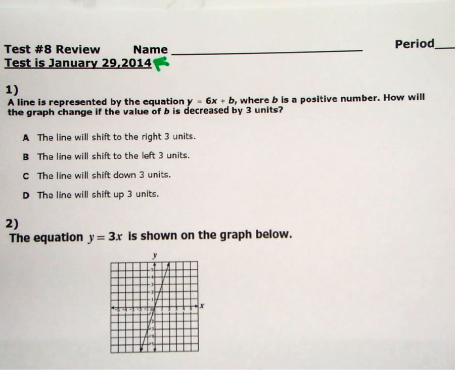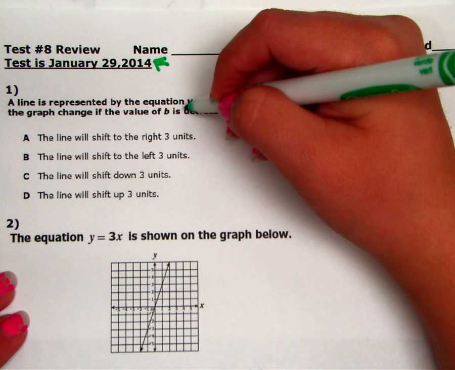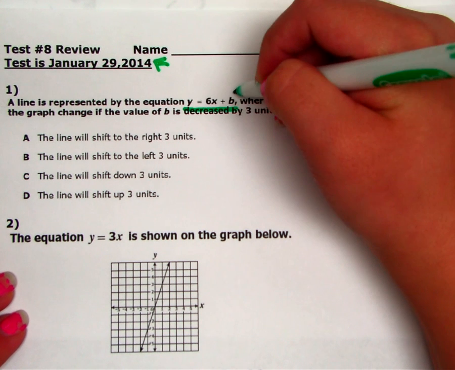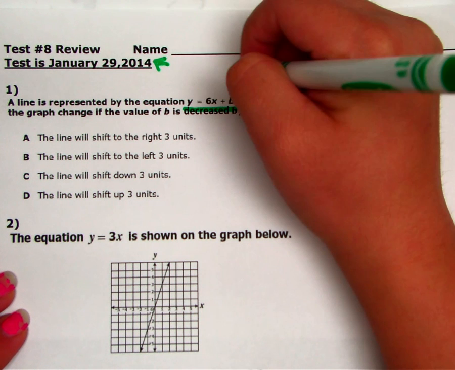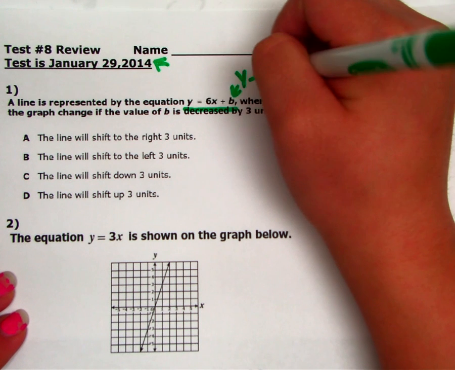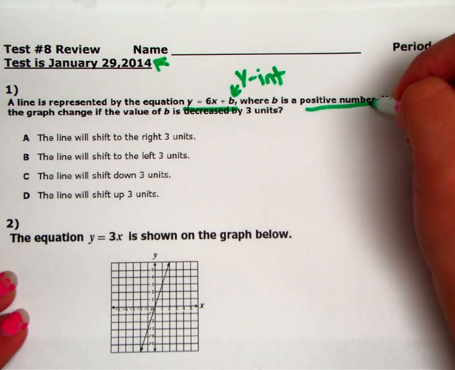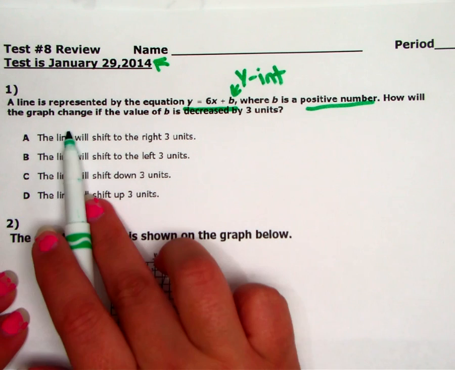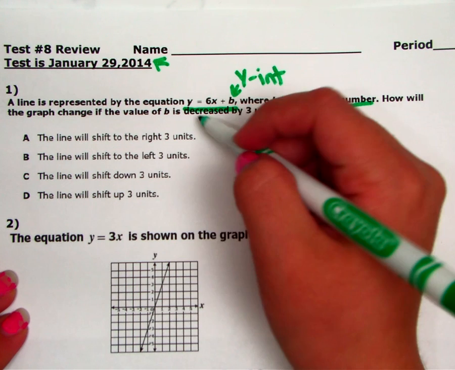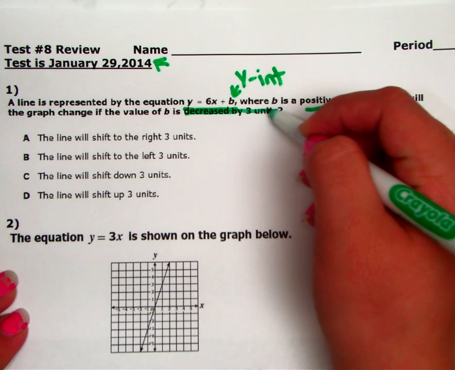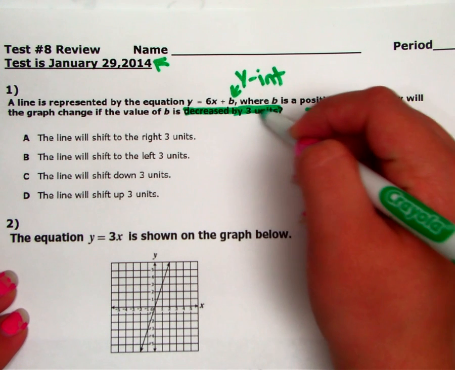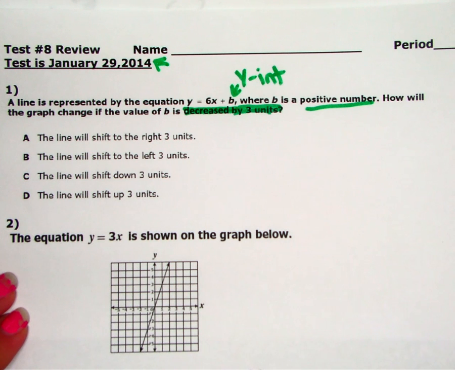So number 1, a line is represented by the equation y equals 6x plus b. Notice that they put a b there, not a number. We know that is going to be our y-intercept. And they're saying that b is going to be a positive number. How will the graph change if the value of b is decreased by 3 units? So we know anytime we make changes to the y-intercept, it's going to move the graph either up or down.